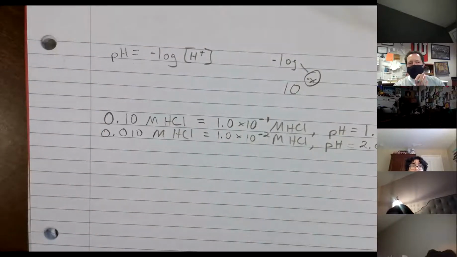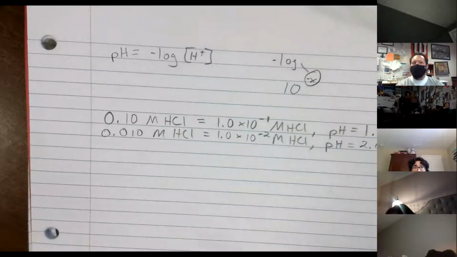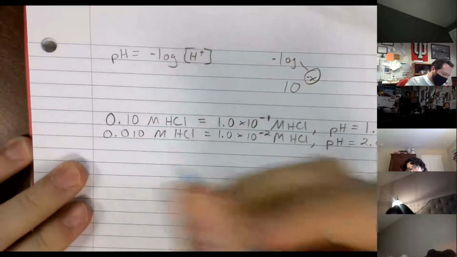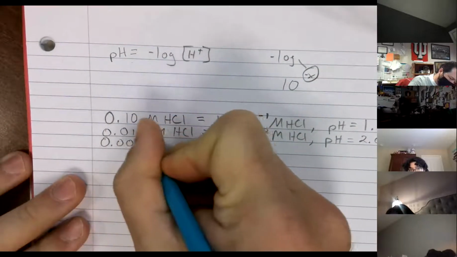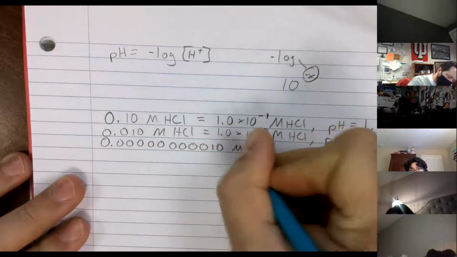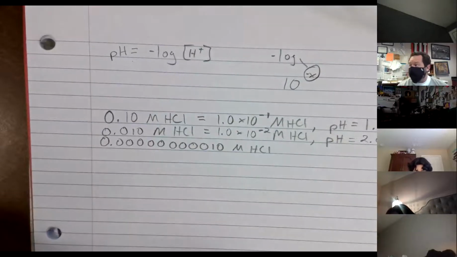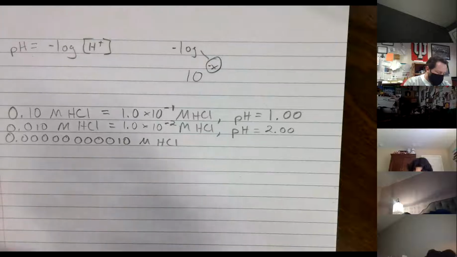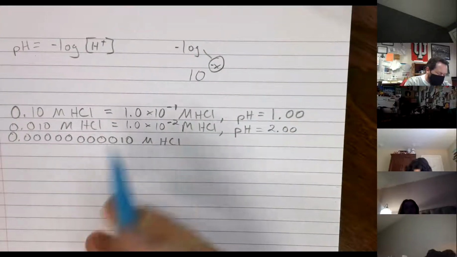Let's try one more. Actually, I didn't give any of my other classes this one, but I think you can handle it. This one's interesting. This is going to be a little concept bender. I might need 2 lines. I have a lot of zeros in this one. Let's see if we can calculate the pH for this one. It's a trick. So let's see, how many zeros are there? 1, 2, 3, 4, 5, 6, 7, 8, 9 zeros.